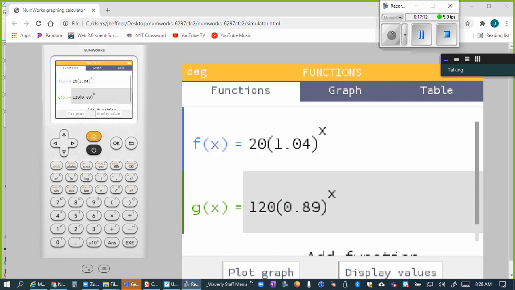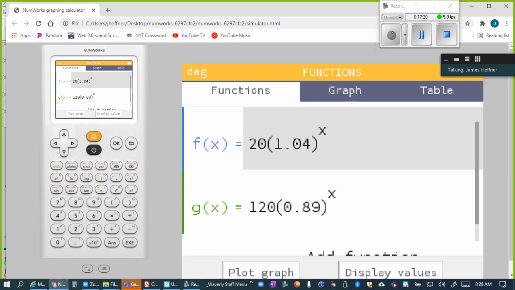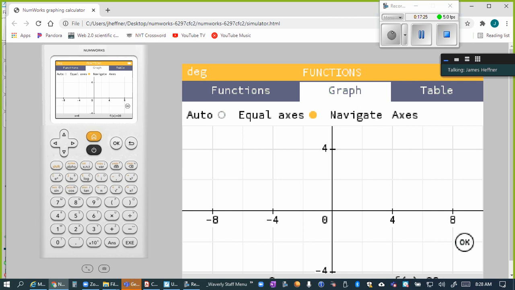Keep recording. All right. So now that we've entered those, I want to arrow up to where it says graph. So I'm going to arrow up and then go over to graph and hit OK. And we're going to have to adjust our axes here. This is different now. This is totally different than the way it looked this morning. I wonder if it updated itself.